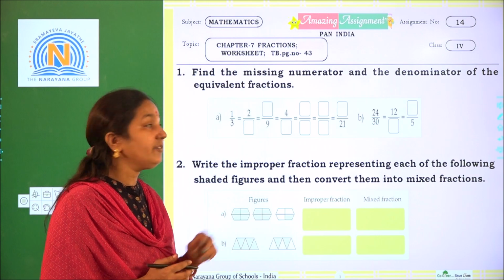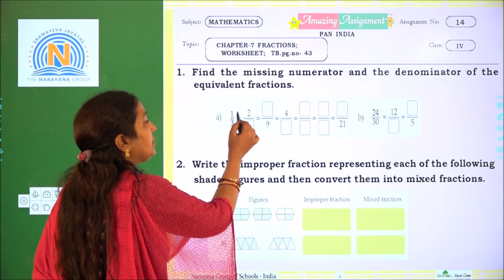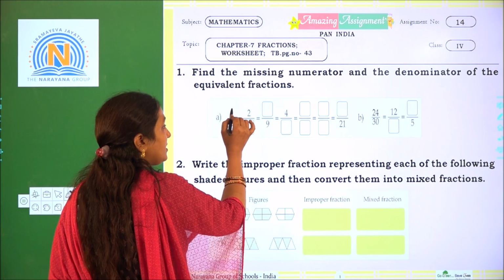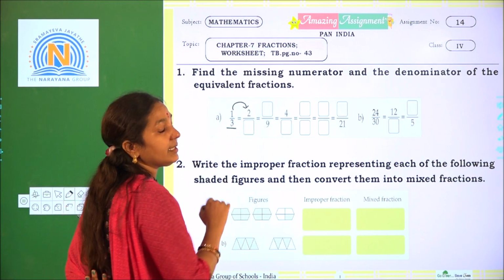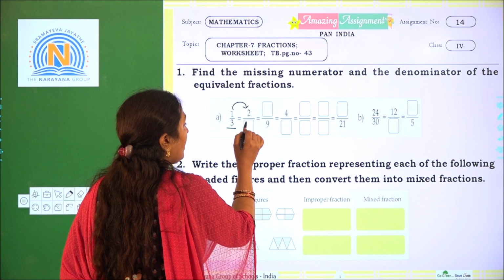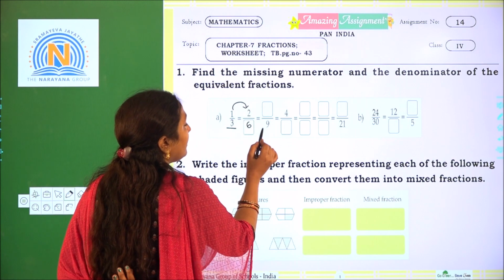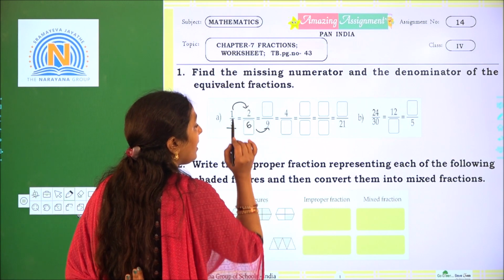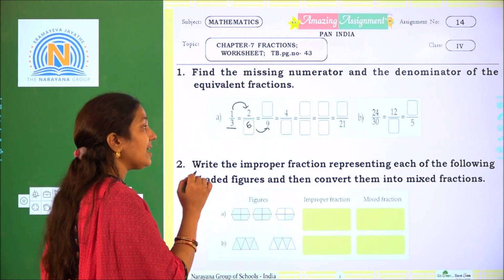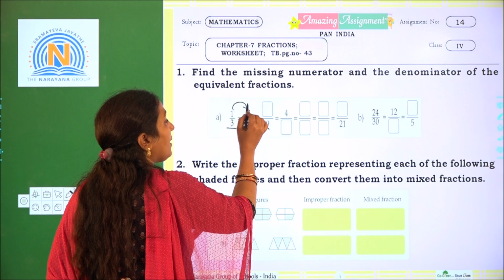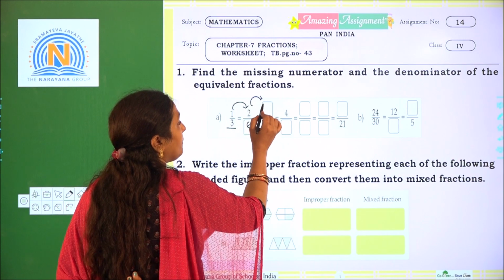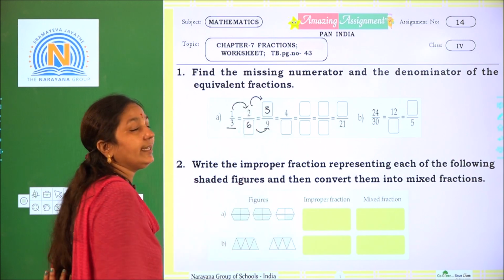So what is given here? 1 by 3. Here 2 is there. So how many times has it increased? 2 times. So we have to multiply the denominator also 2 times. 3 2s are 6. Now here the denominator is 9. How many times of 3 is 9? 3 times 3 is 9. So then we have to multiply 1 into 3. What did you get? 1 into 3.